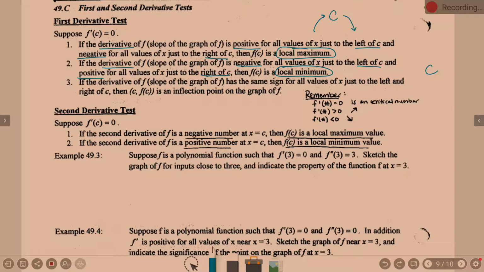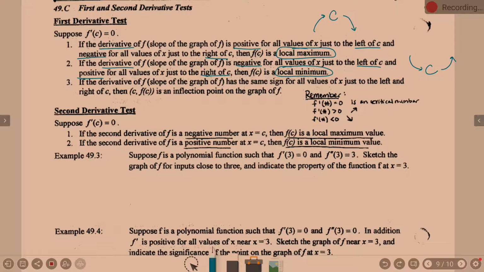So if my first derivative is negative, that means the graph of f is decreasing. And then if the first derivative is positive to the right of C, then that means my original graph is increasing. So there's the visual. Does it make sense that C is a minimum then? Okay?